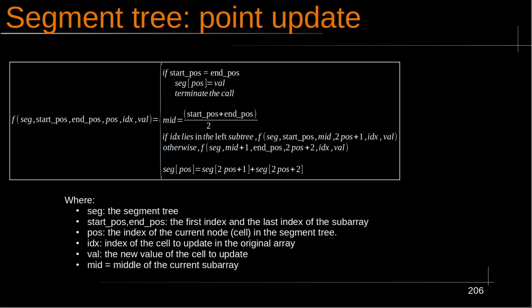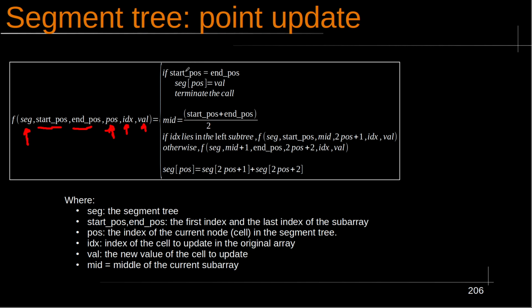Okay. The pseudocode, let's see together. I need a function that takes as parameters the segment tree, the start position and the end position of the interval of the node, the position of the node on the tree, the index where I will update in the array, and the value, of course.